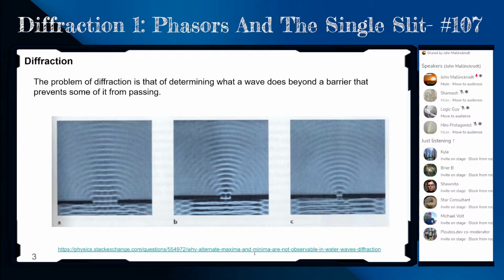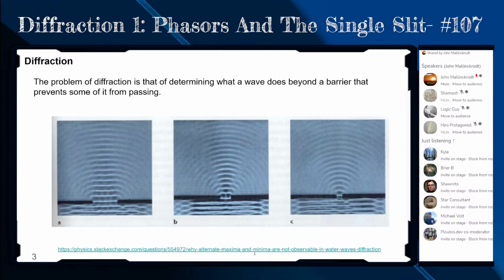And you'll notice that what the waves look like in the region beyond the slit is essentially that it makes it look like the slit is just simply a point source of waves. Waves simply spread out circularly from that as if it were just a point source of waves.